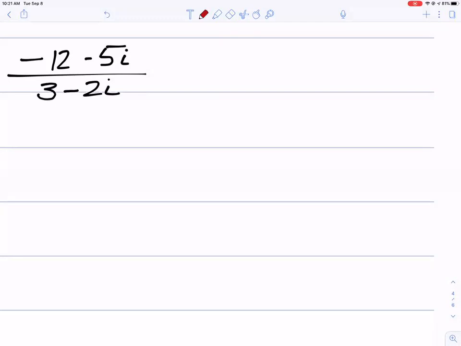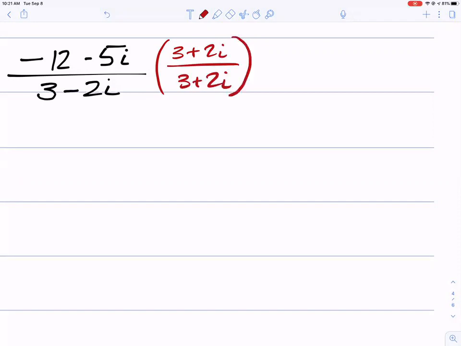Multiply by that conjugate. So we're going to multiply on top and on bottom. But what did you say the conjugate of the denominator was? 3 plus 2i.